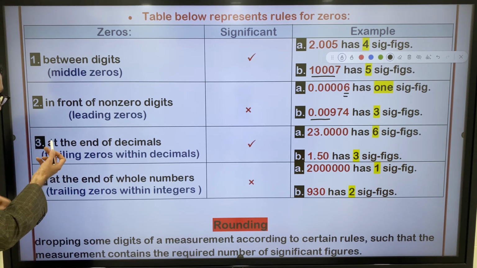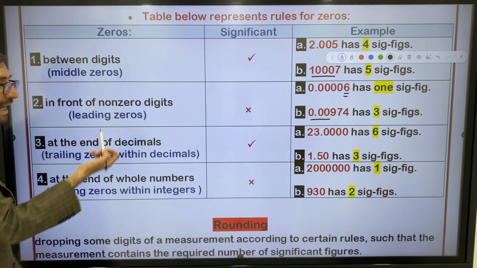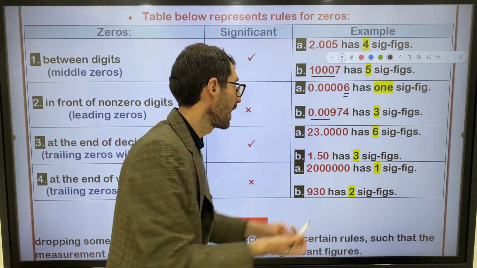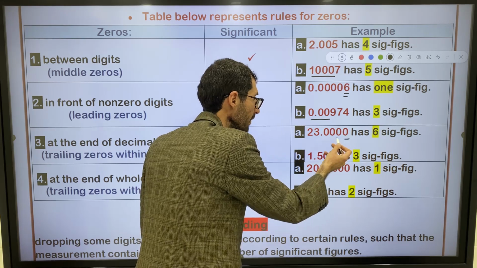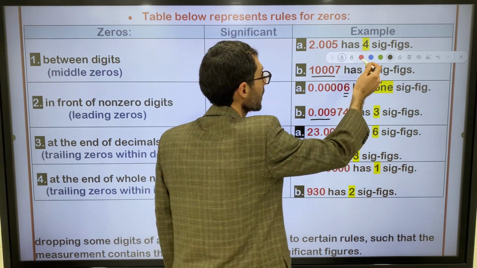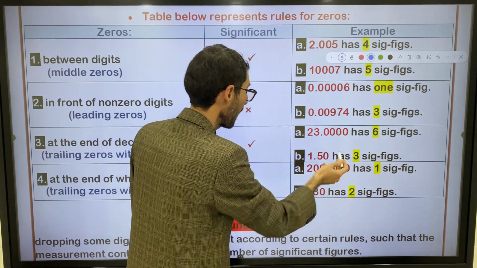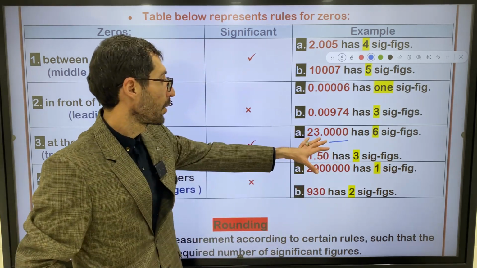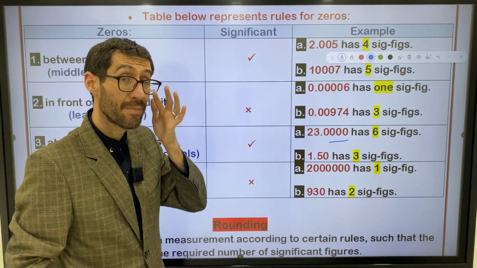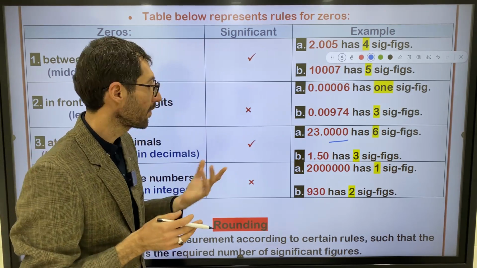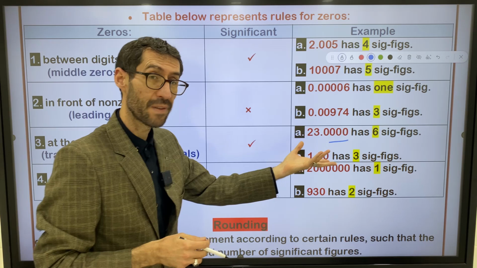About number 3, zeros at the end of the decimals, or trailing zeros. They are trailing zeros. Think about it. Let me change the color here. About the trailing zero, do they count as significant figure or not? Of course, they are significant.